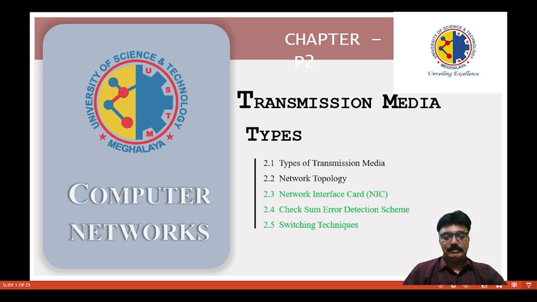In this video, we are going to see about network interface card, checksum error detection method, and switching techniques.